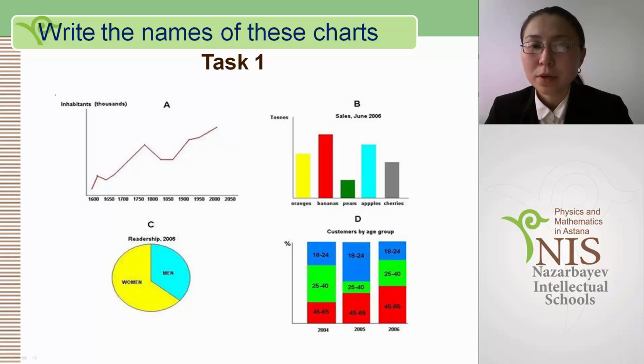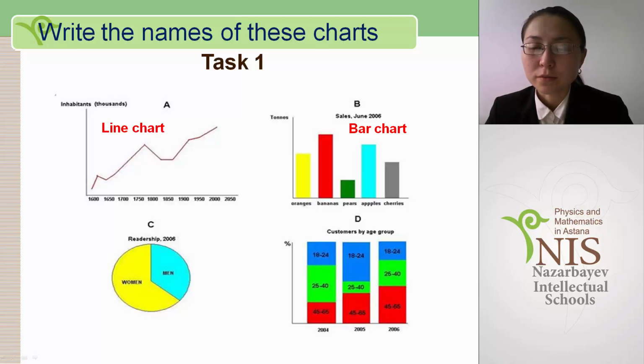Okay, let's compare your answers with the right one. The first is a line chart. Look at the chart itself. You see the line? Yes, and this is the line chart. That's why it's called a line chart. The second, picture B, is a bar chart. How many bars can you see here? Yes, there are 5 bars here. And each bar represents a kind of information, so it's called a bar chart.